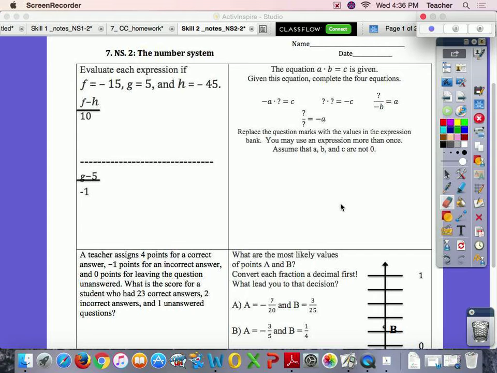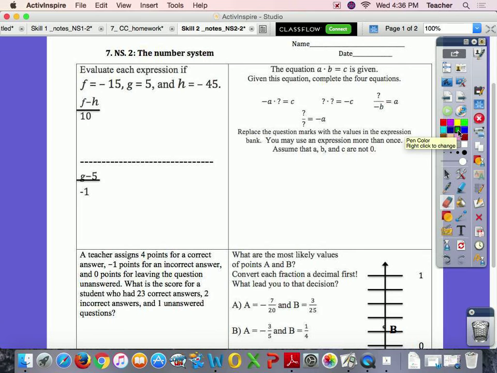Today we're doing skill 2, which is NS2 conveniently. So unlike yesterday and the day before, where we were doing NS1 with adding and subtracting rational numbers, NS2 is multiplying and dividing rational numbers. So let's start with the first one.